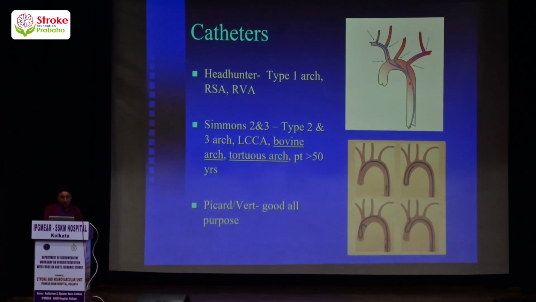So that is for a simple arch. But if there's a difficult arch, then you have to use the Simmons 2 catheter or Simmons 3 catheter, when there's a bovine arch or a tortuous arch or the patient is more than 50 years of age. So for this, you have to make the shape of the Simmons catheter. First you have to advance your Sim 2 catheter beyond the supraortic vessels, then make more arch, make the shape of it, and then throw the catheter to the supraortic vessels.